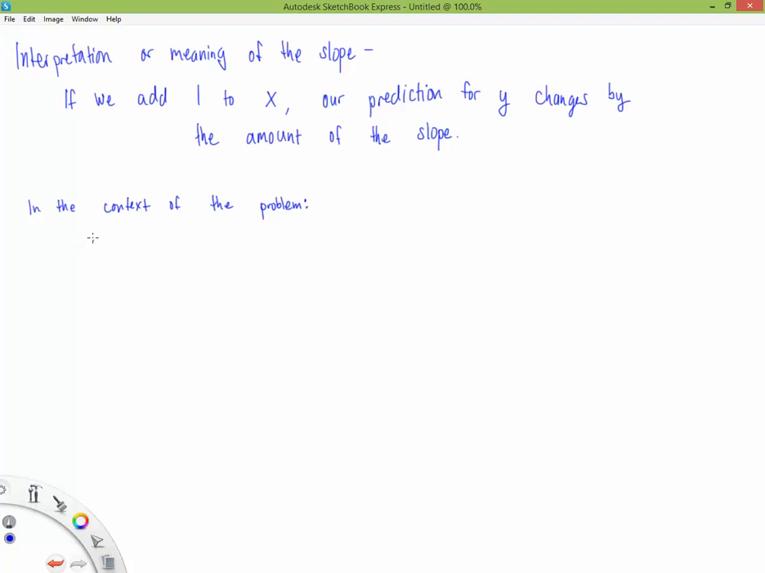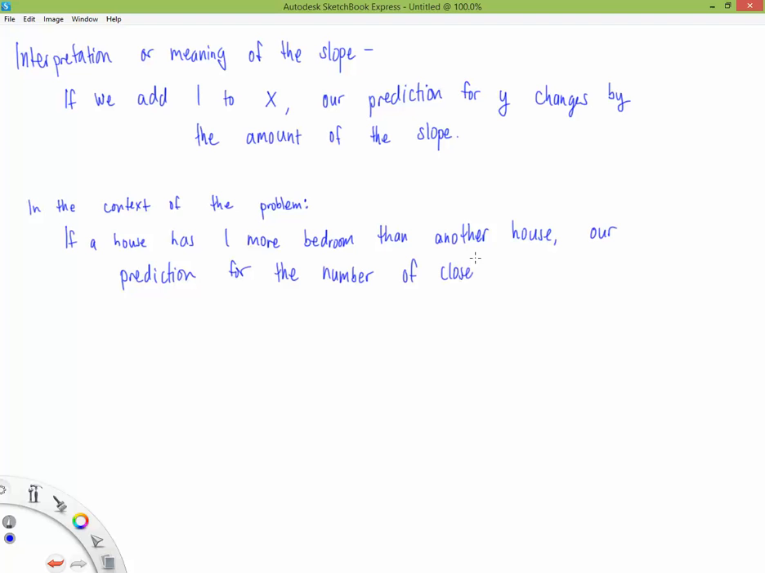what we write is, okay, if a house has 1 more bedroom than another house, our prediction for the number of closets in this house is 1.3571 more than the prediction for the other house.